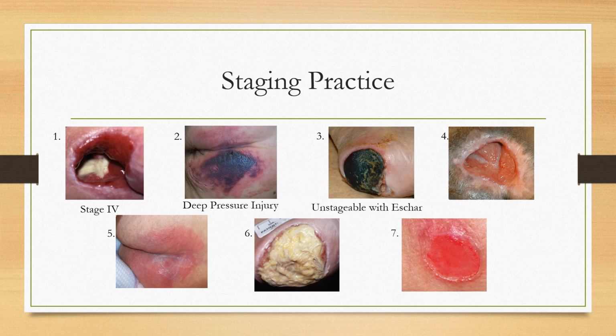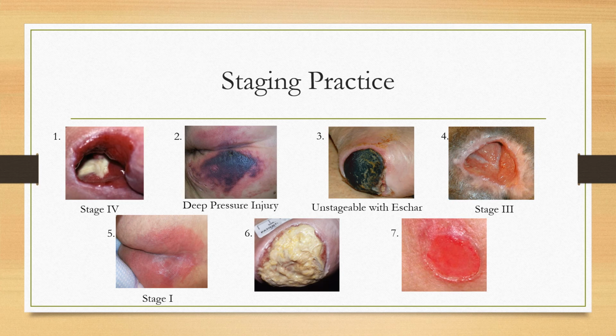Number 3 is likely a stage 4 ulcer, but you can't tell. It's not stageable because there's clotted blood within the wound, so it's very hard to see the base of the wound, right? Number 4, that would be a stage 3 ulcer. So it's definitely through the epidermis, through the dermis, and into the subdermal area and fat tissue. Okay, so stage 3.